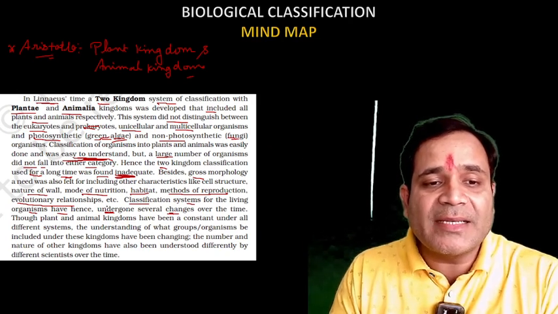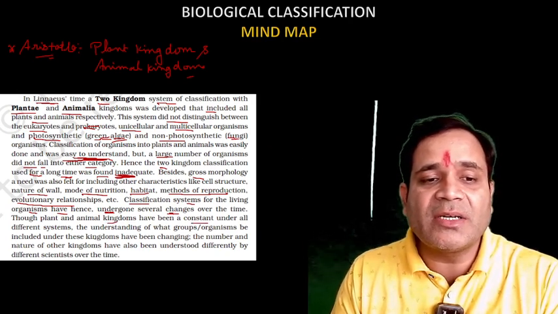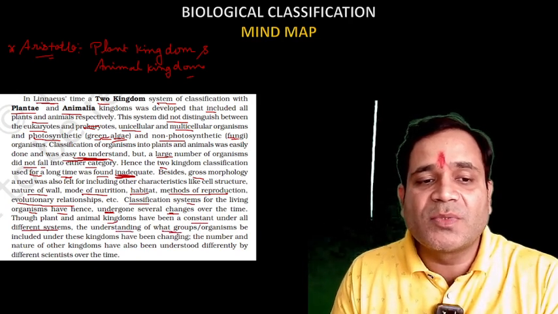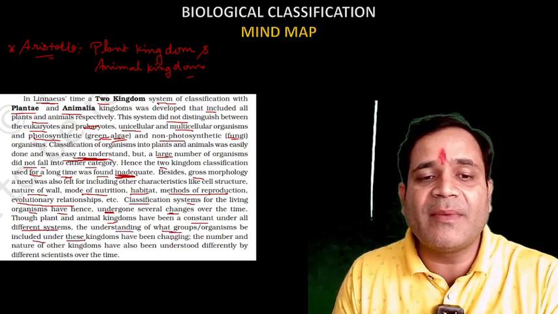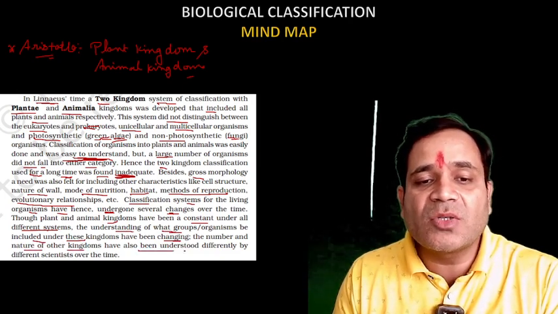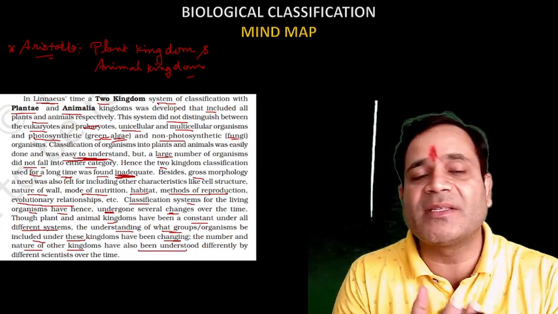So though the plant and animal kingdoms have remained constant under all the different systems, you know why? Because the understanding of what groups or organisms the kingdoms may include has been changing. So the number and nature of the other kingdoms have also been understood differently by different scientists over time.